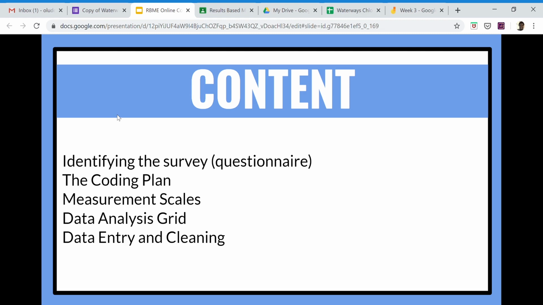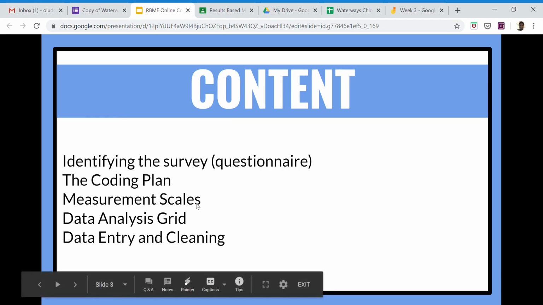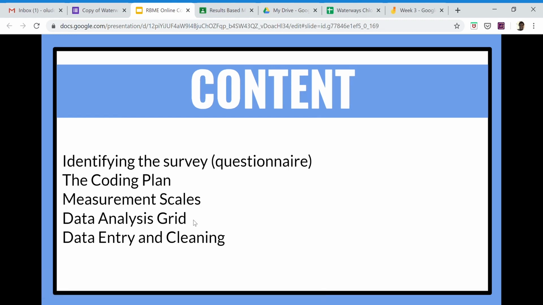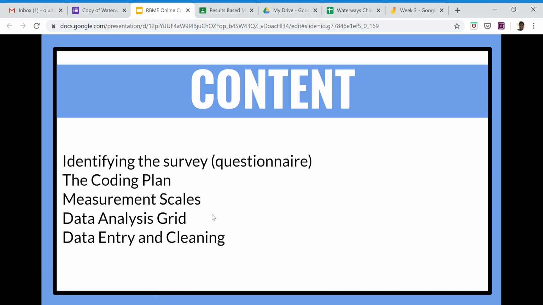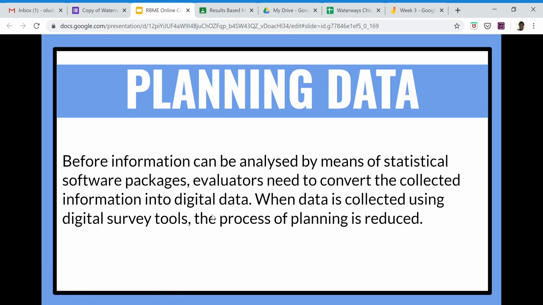Then we will look at our data analysis grid here, which is something you're supposed to prepare even before your instrument goes out. Now we're talking about a questionnaire before it gets to the field. And also prepare data entry and cleaning. Just to mention, these first 4 happen, or can happen, or should happen before you take your instrument to the field, either a questionnaire or an interview guide, while this last part happens after you've gotten back from the field. It's important for us to take note of that.